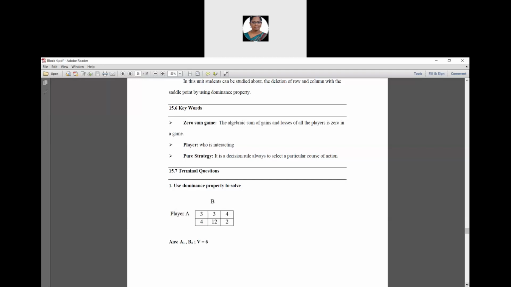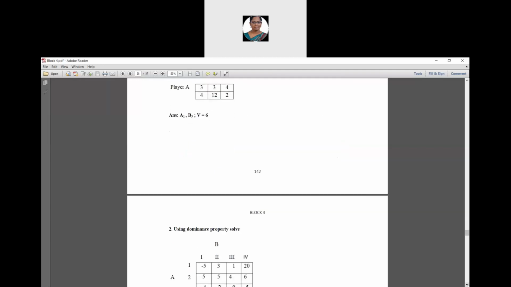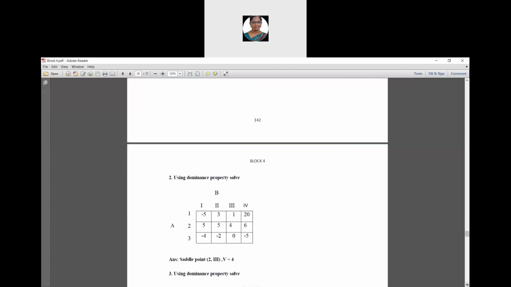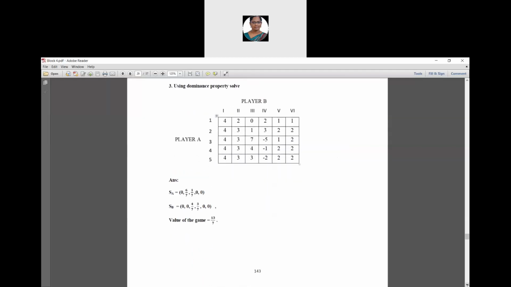And some terminal questions with answers have been given for you. You have to make use of it to find the value of the game by using dominance property. We'll see in the next unit.